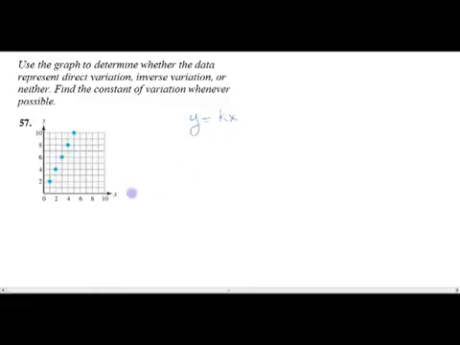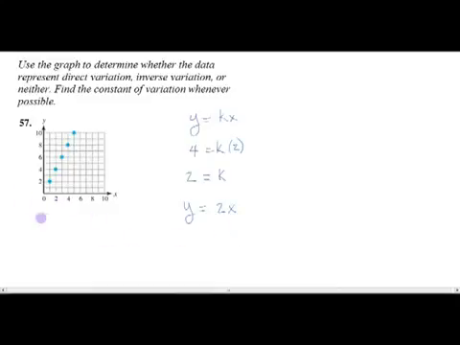and then pick a point out of that graph. Let's say we pick the point 2, 4. So y is 4, x is 2, and if we divide both sides by 2 to solve for k, we have k equals 2. So the model might be y equals 2 times x.